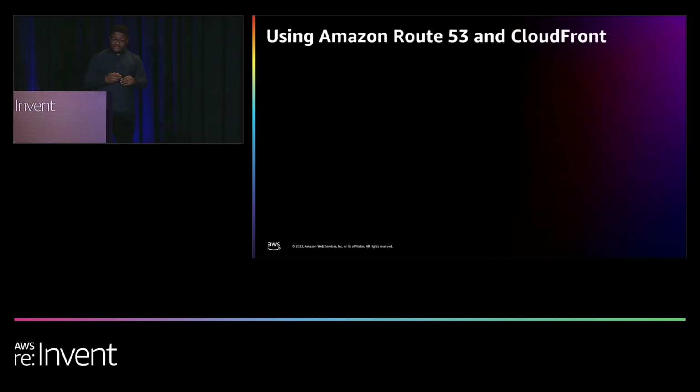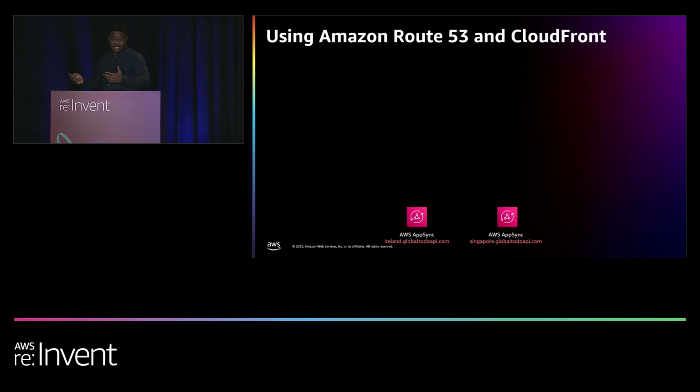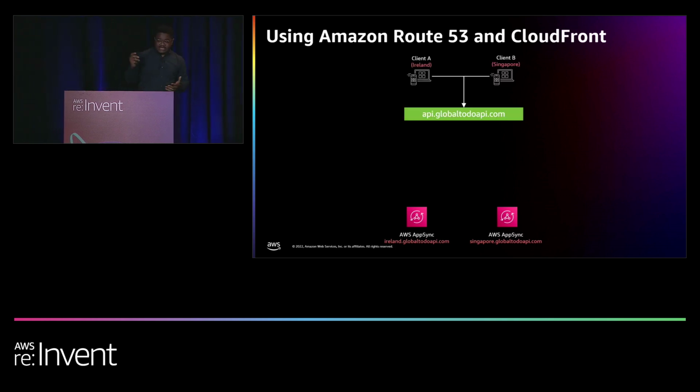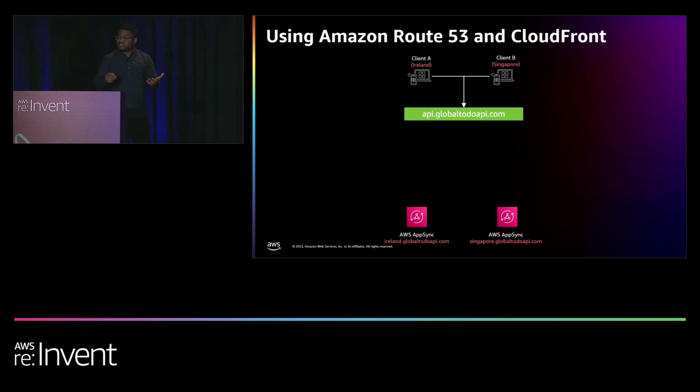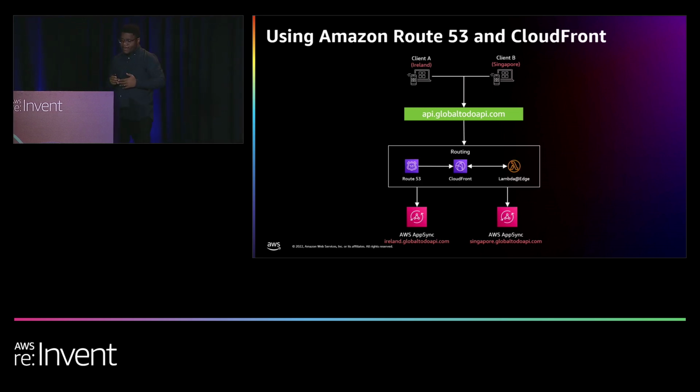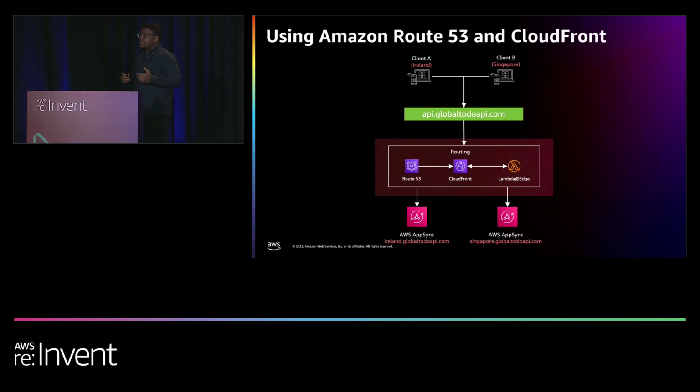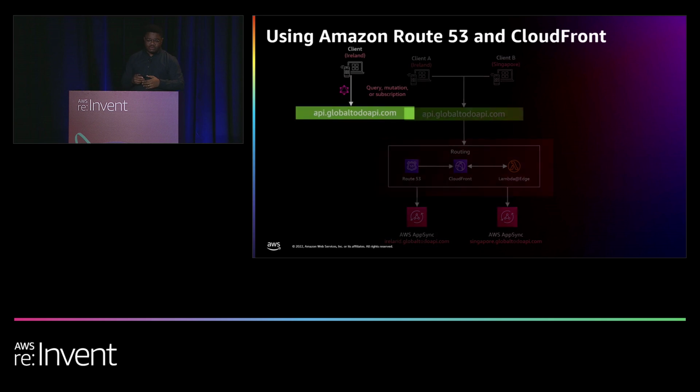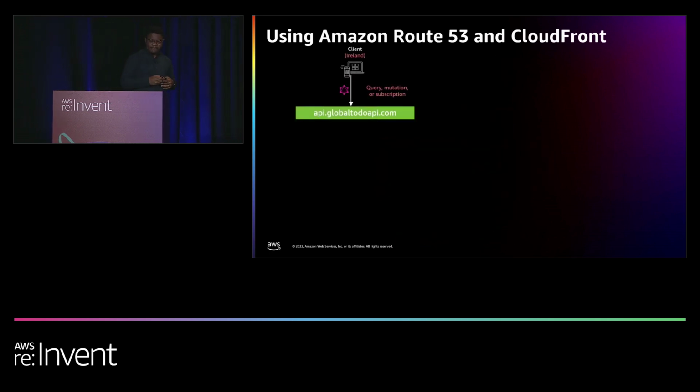So let's look at the other option, using Amazon Route 53 and CloudFront with Lambda at Edge. Again, we have our AppSync deployment in the 2 regions, Ireland and Singapore. And then we have clients sending API requests to the single API endpoint. You have this middle layer that is made up of Amazon Route 53, Amazon CloudFront, and also AWS Lambda at Edge. Let's unpack this middle layer and how you go about setting up that routing.